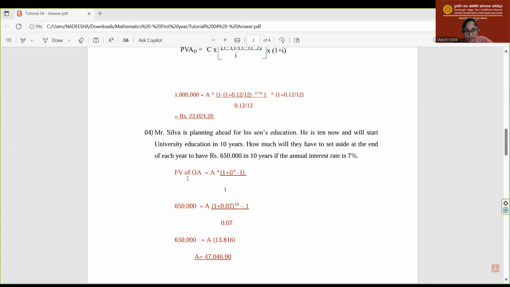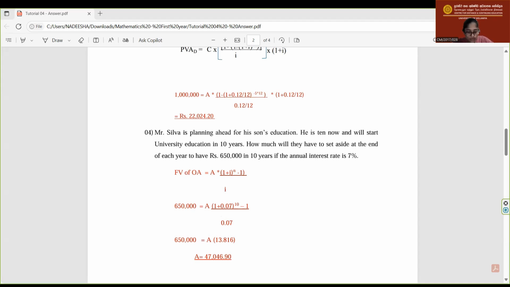Write down the formula. Future value of an ordinary annuity means A multiplied by 1 plus i to the power of n minus 1 divided by i. Okay? So here the future value of an ordinary annuity is 650,000, equal to A, which is what you have to find, multiplied by 1 plus 0.07. That means your interest rate. There is no compounding adjustment, therefore no worries about the m, right? This is the annual interest rate. Then n would be 10 years and then minus 1, divided by 0.07, right?